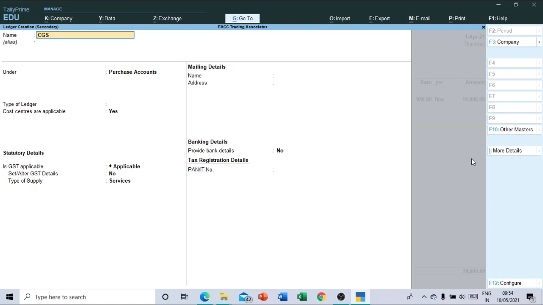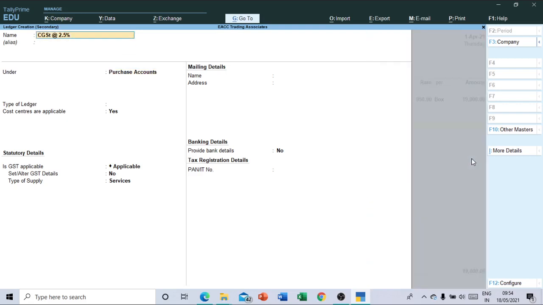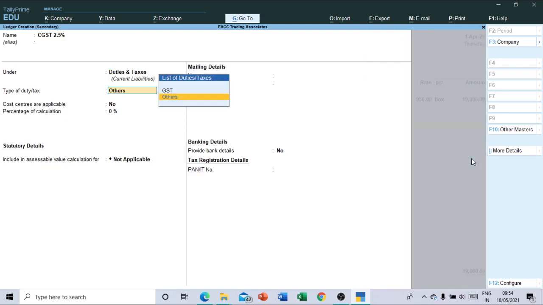So CGST at the rate of 2.5%. What will be the grouping? Just one second. So yes, I have to make it capital. And looking for the duties and taxes. Okay, it is asking types of duty. You can see here it is asking the GST.